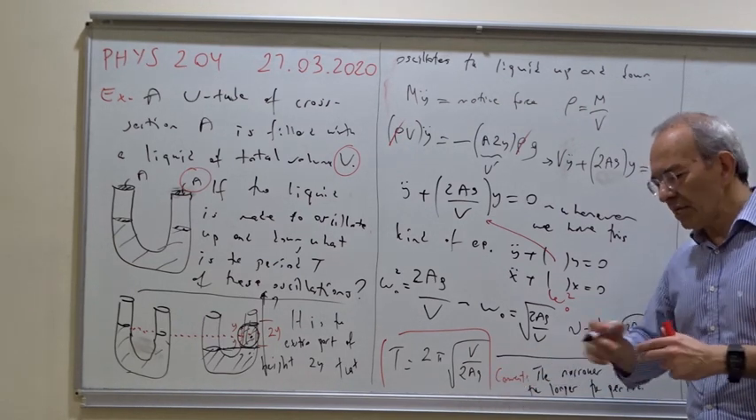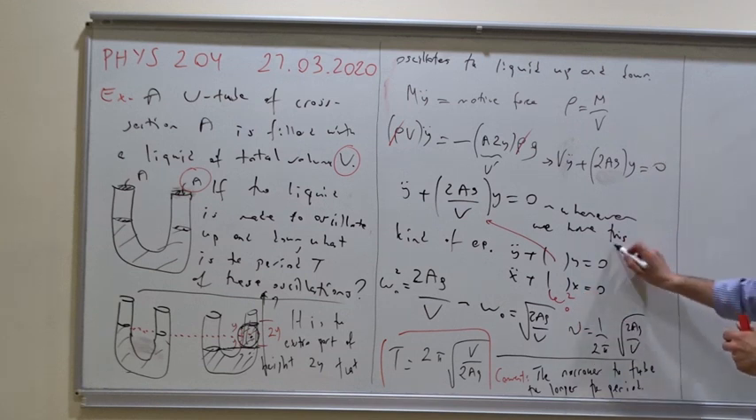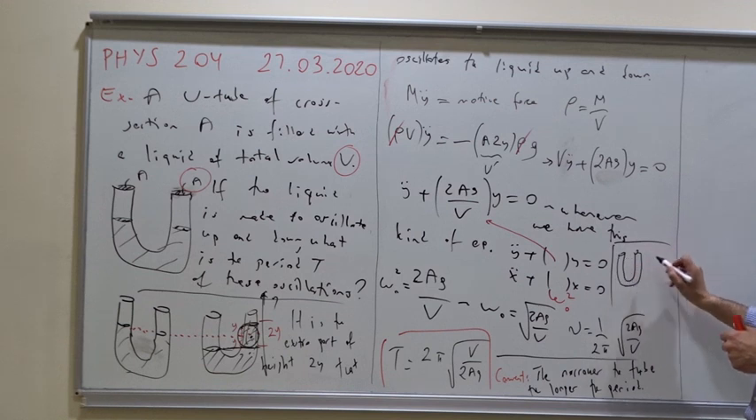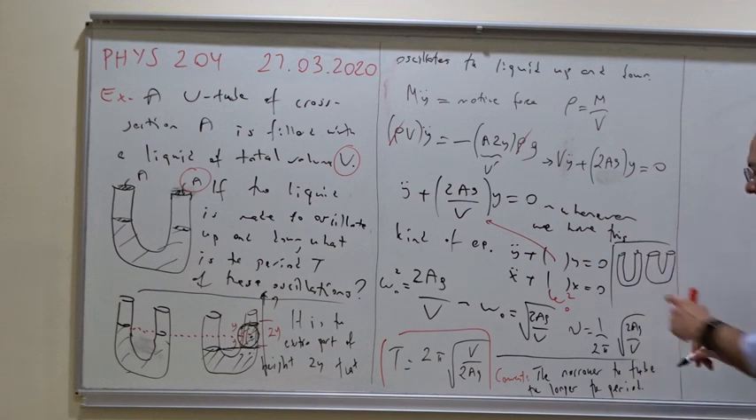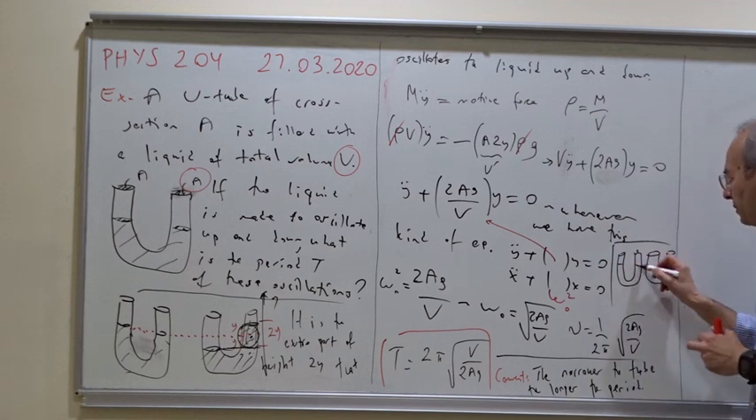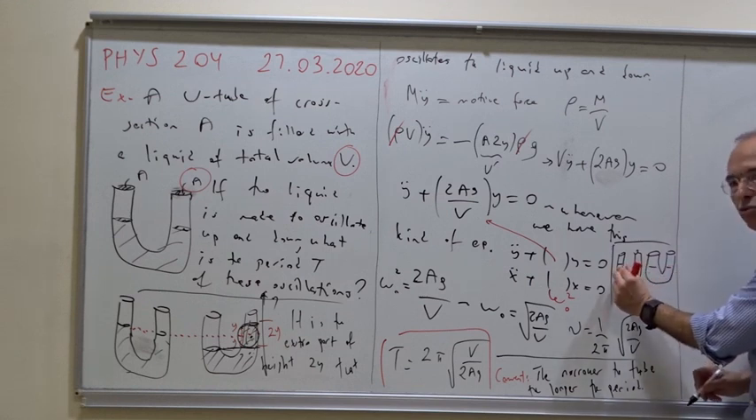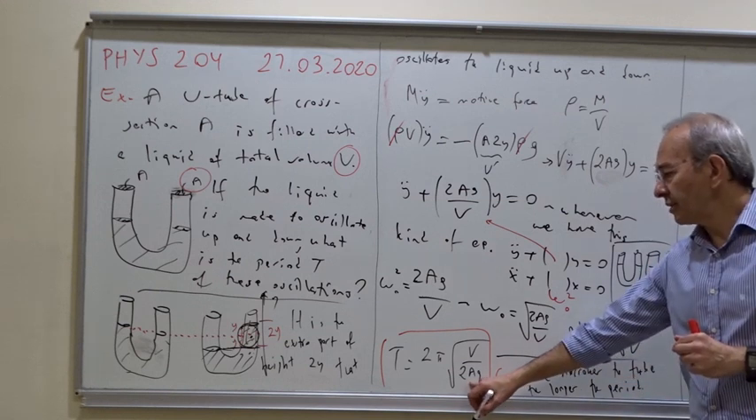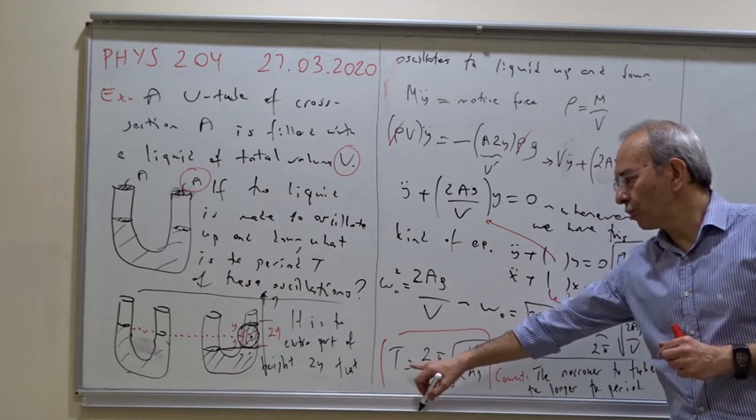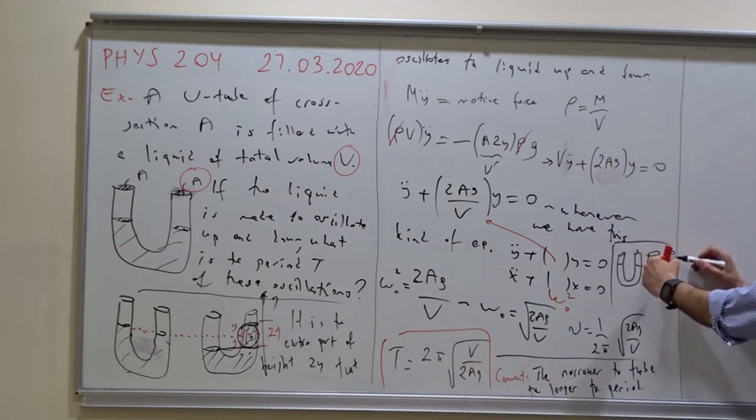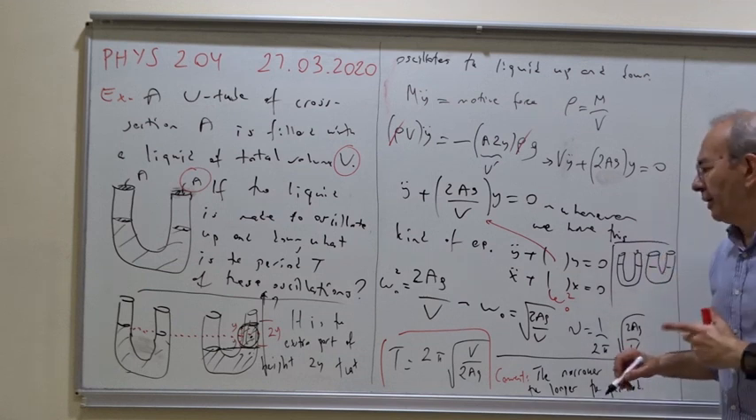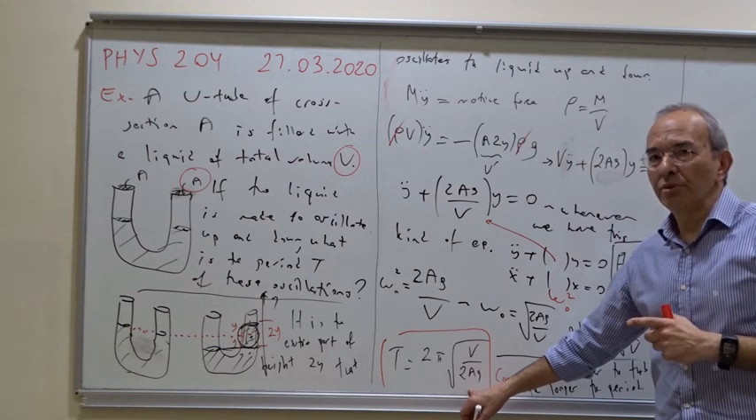You can do this experiment with this tube or that tube, where the A's are different. In a narrow tube or in a larger cross-sectional area, the larger case will have a greater denominator, so a shorter period. Here the period will be longer. We conclude that the cross-section area is more important.